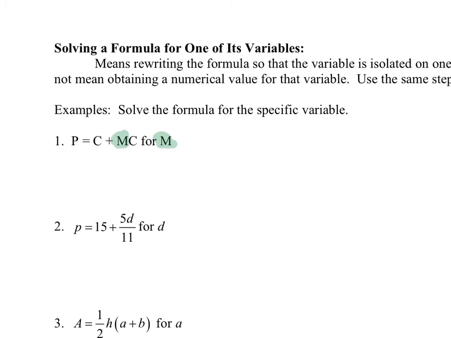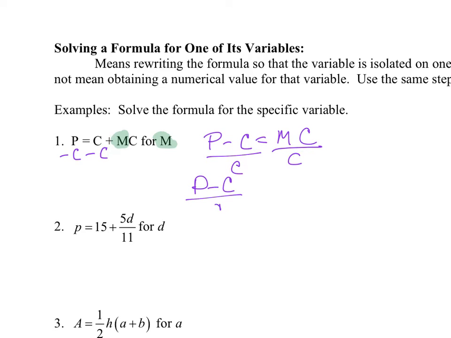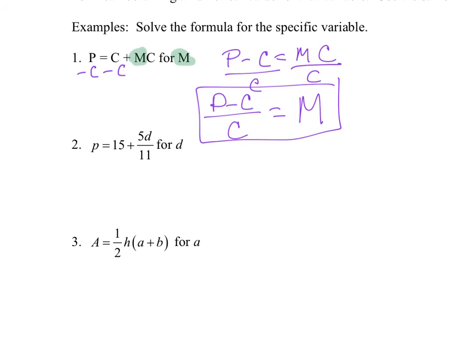So what I'm going to do first, since both terms have a c, nope, that's too far. I'm not going to do that. Okay. So what I am going to do is subtract c from both sides. So now I have p minus c equals mc. Now I have to divide both sides by c. So I have p minus c over c is equal to m. There we go.